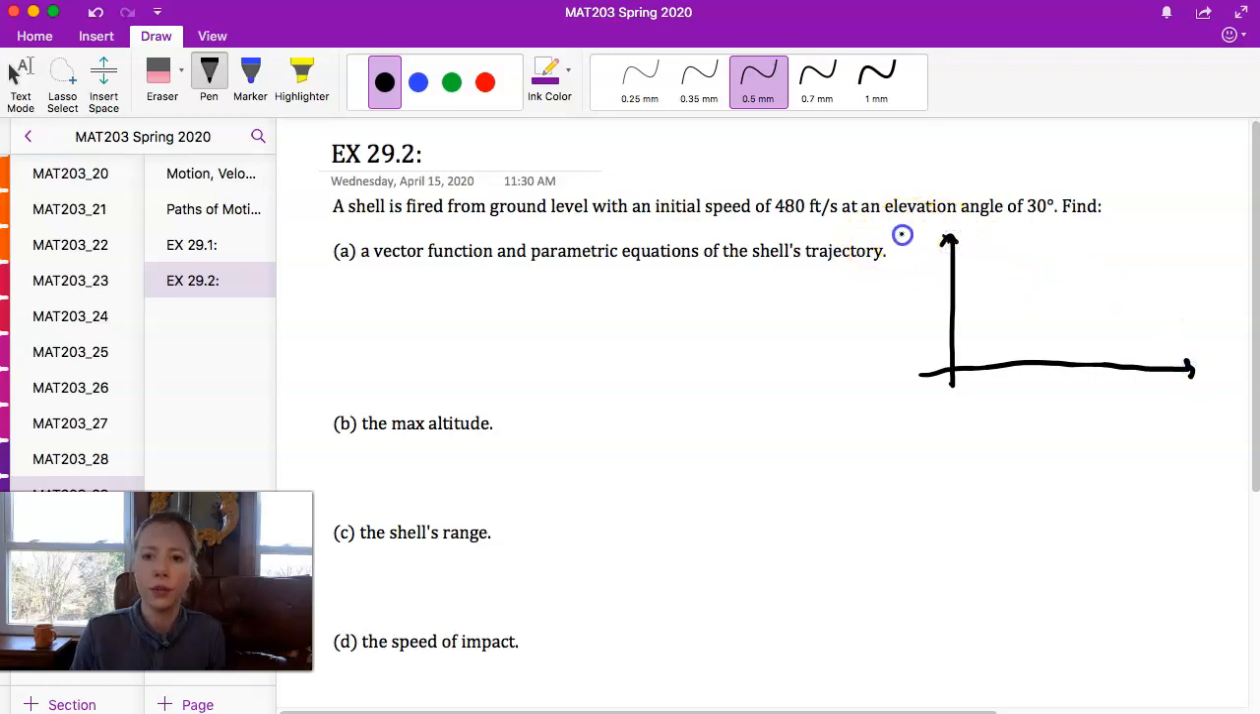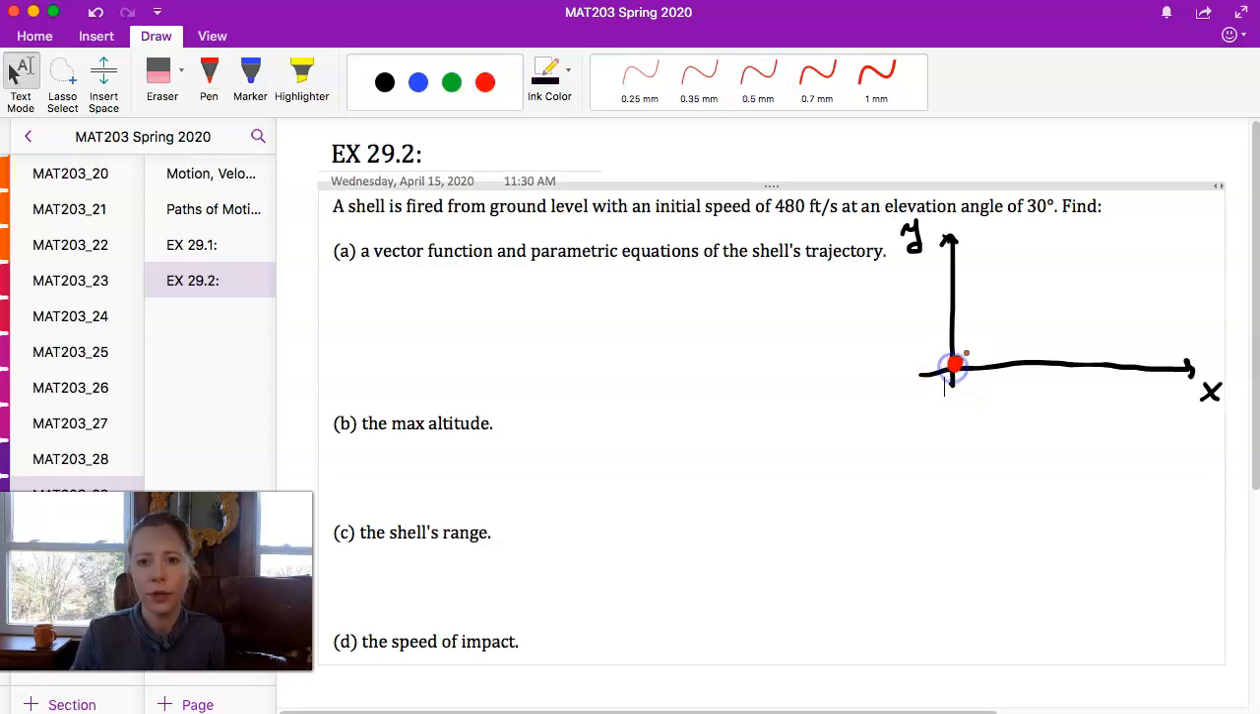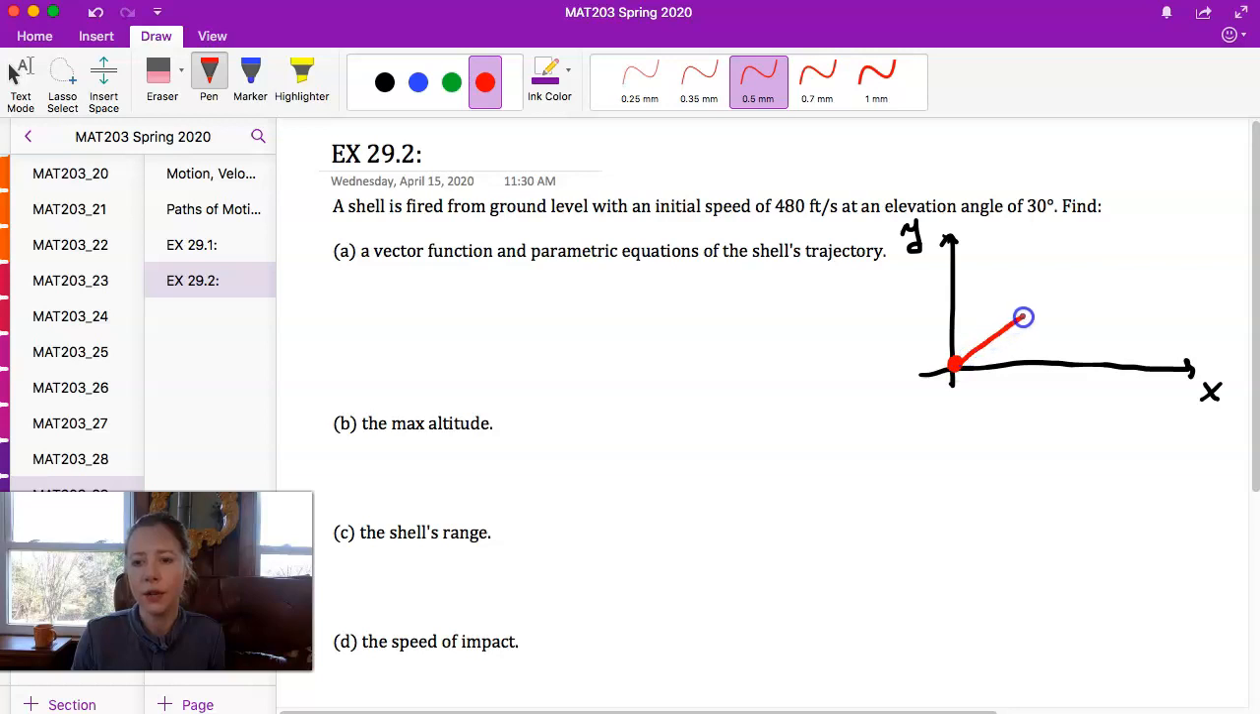Okay, and here's y, and here's x. And so we're firing from ground level at an initial speed of 480 feet per second and an elevation angle of 30 degrees. So what's going to happen is it's going to arc, and then it's going to eventually drop back down to the ground surface. So initially we shot it at an angle of 30 degrees.